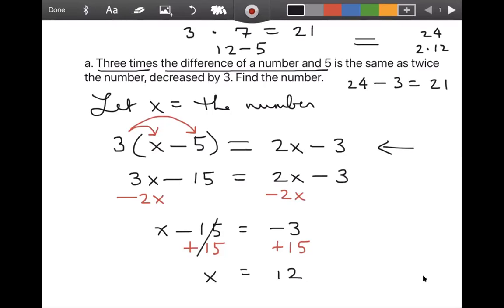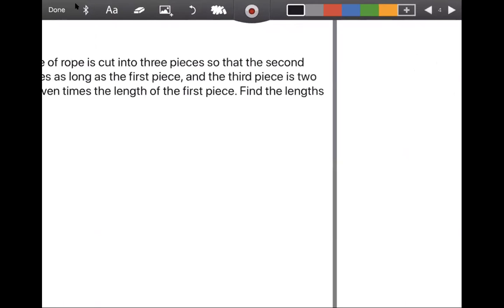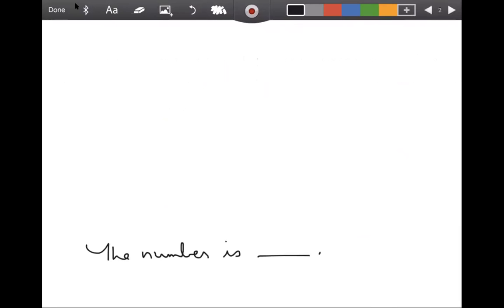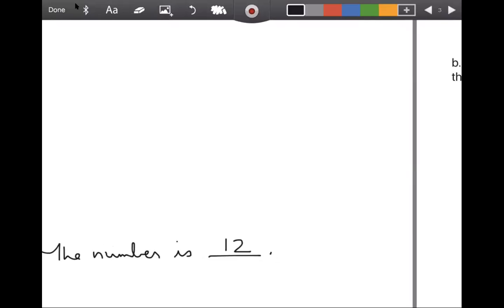Woohoo! All right, so those two sides do come out the same. It looks like this is the correct solution, so I will go ahead and fill in the blank. Oops, okay, got stuck there for a second. The number is 12. All right, next direct translation example.